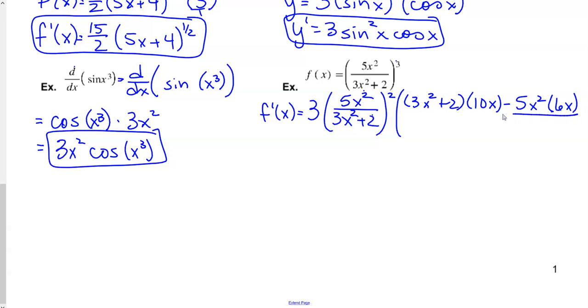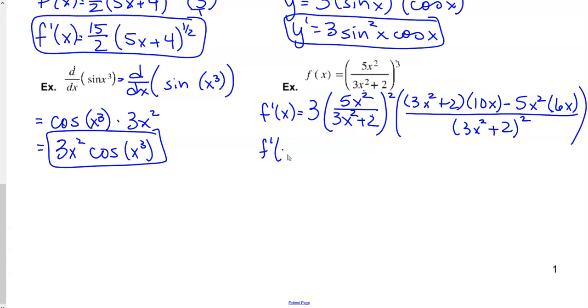All over the denominator squared. So that's going to be 3x squared plus 2 quantity squared. And that right there is just the quotient of the inside piece. So we had to learn that first before we can end up doing this chain rule business. So you want to make sure that you know how to do those products and quotients. All right, so that's the calculus.